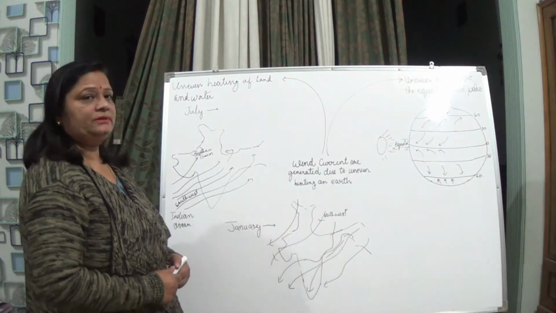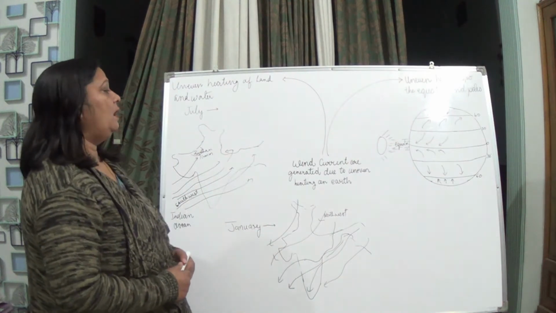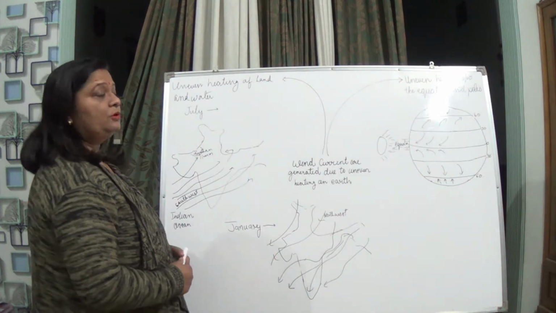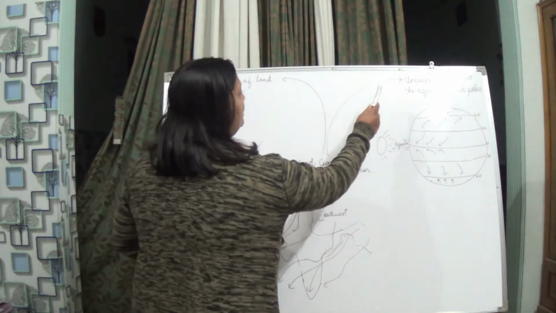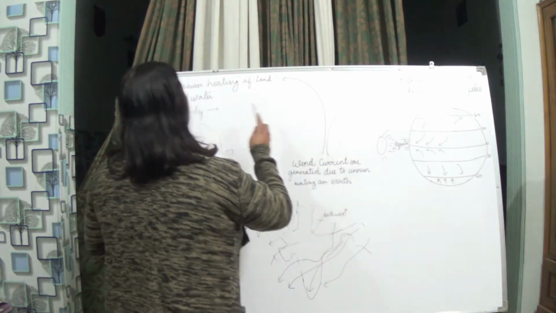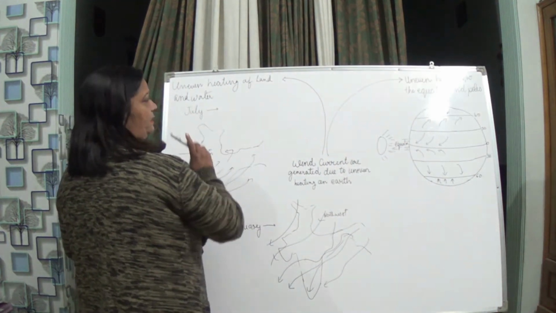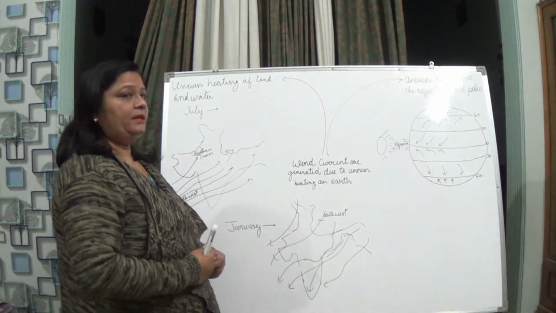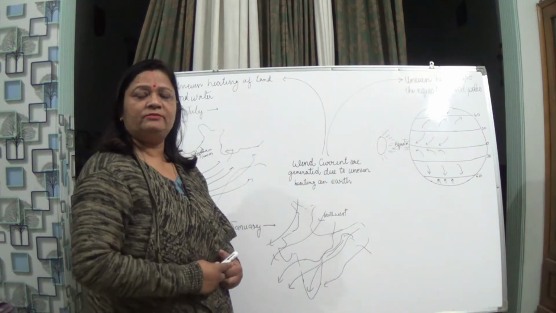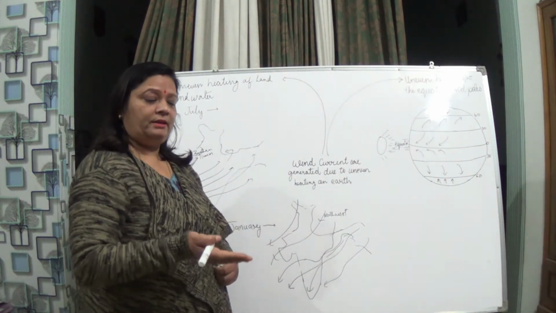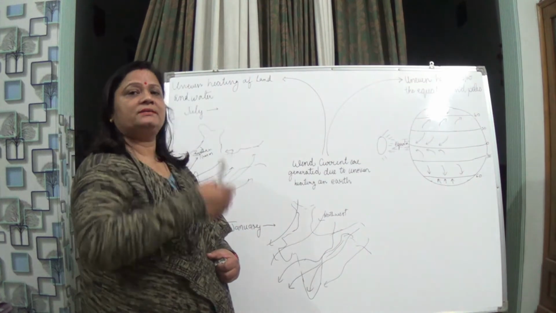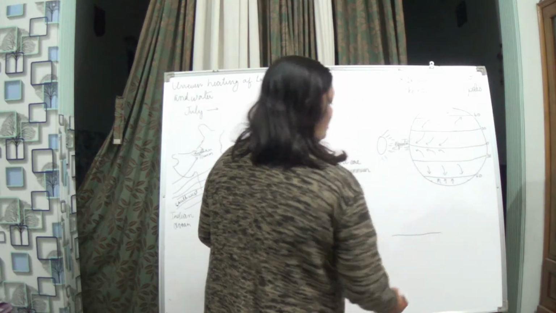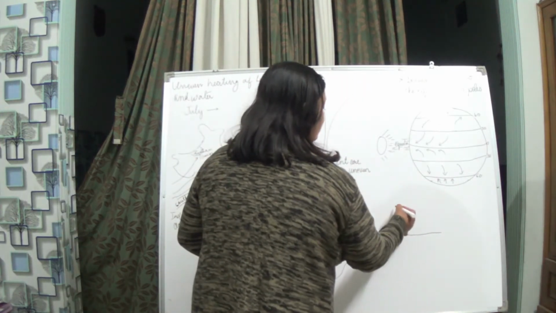Okay, so now starting with wind currents generated due to uneven heating of the earth. Two topics come under it: uneven heating between the equator and the poles, and uneven heating of land and water. Actually, the phenomenon behind it is that the area of the earth which is heated, the air present over there rises up.